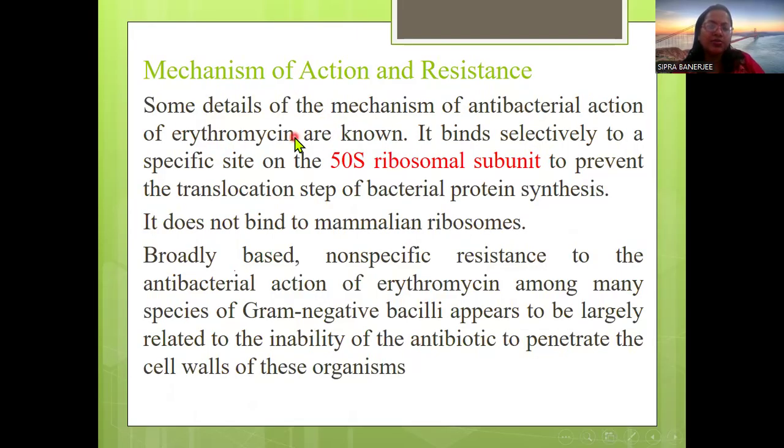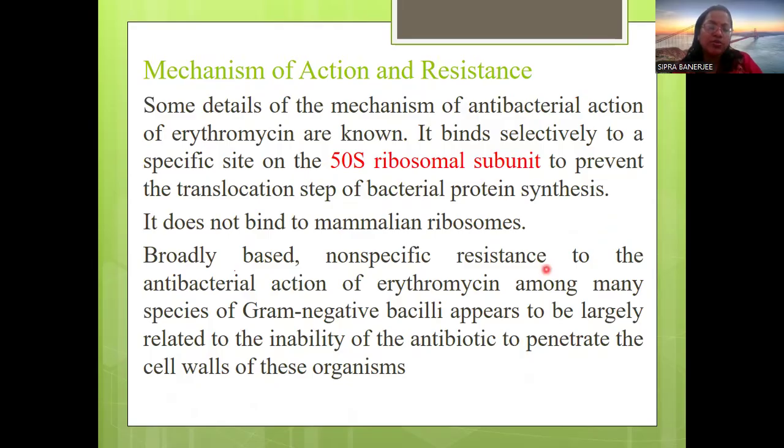Now coming to the mechanism. In bacteria, protein is synthesized and transferred to another bacterium, and cell division occurs. But if the protein synthesis is inhibited by binding to the 50S ribosome of the cell, it will prevent the translocation step of bacterial protein synthesis. Actually, it breaks down the synthesis of protein, as a result of which bacterial growth will be inhibited.